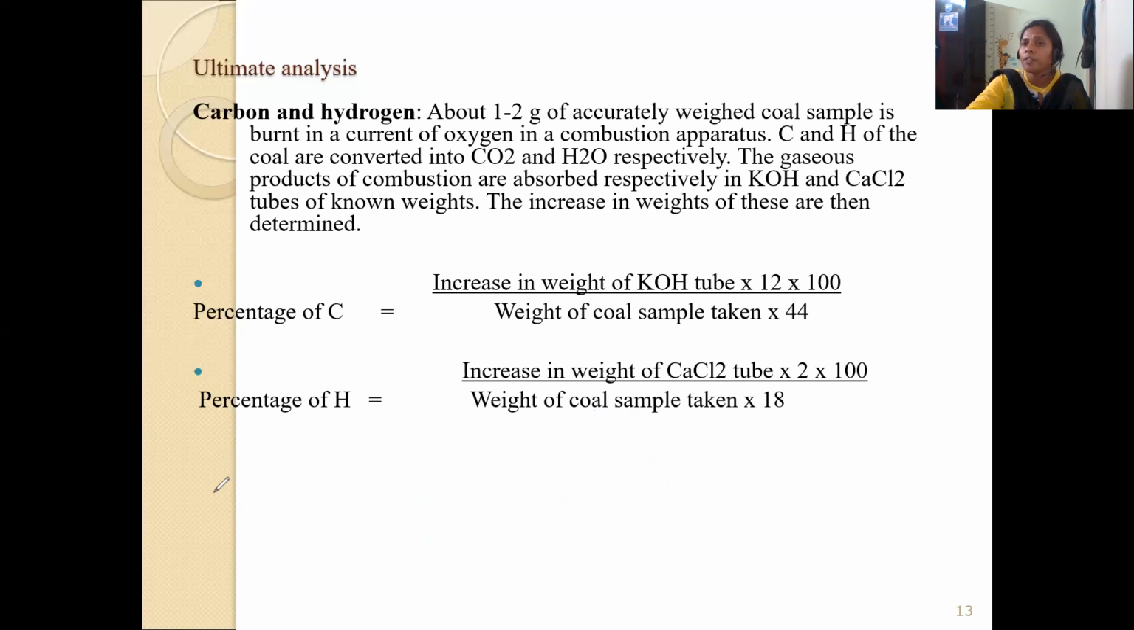It is the same for the percentage of hydrogen also. Increase in the weight of the calcium chloride tube divided by the weight of the coal sample taken, into 2 by 18. How did you get 2 by 18? H2O: the H2 weight is 2 and the water molecular weight is 18, into 100. This is the formula for the percentage of hydrogen. So this is about the determination of carbon and hydrogen.